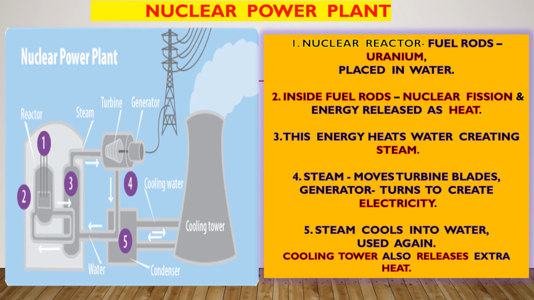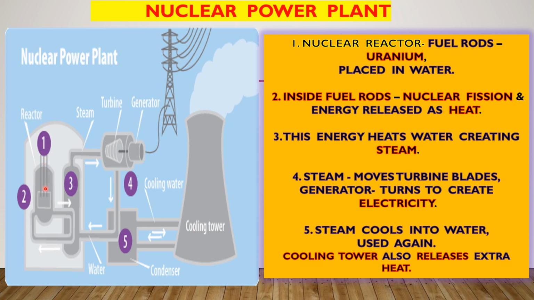So now let's go on to a nuclear power plant. This is the nuclear reactor that we are talking about. What happens? Fuel rods are present. You can see three lines. Those are the fuel rods, placed in water to cool them, because within the fuel rods, nuclear fission reaction takes place, releasing energy as heat.